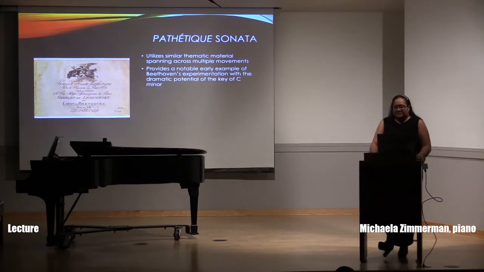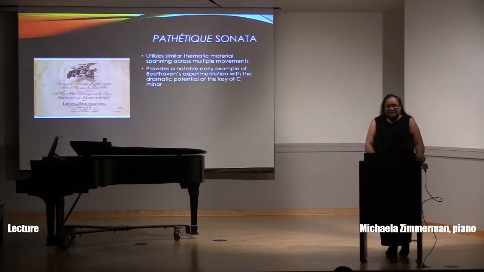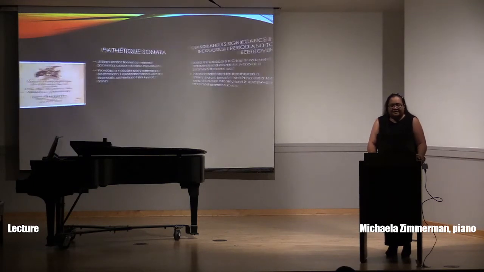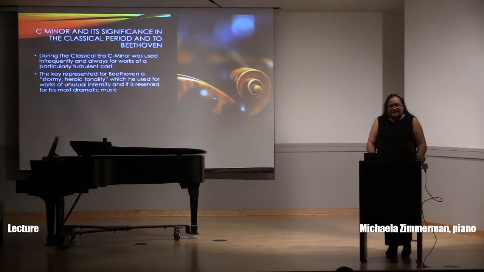This sonata also provides a notable early example of Beethoven's experimentation with the dramatic potential of the key of C minor. Beethoven's works in the key of C minor are said to be powerful and emotive, which evokes dark and stormy sentiments. During the classical era, C minor was used infrequently, and always for works of a particularly turbulent cast.